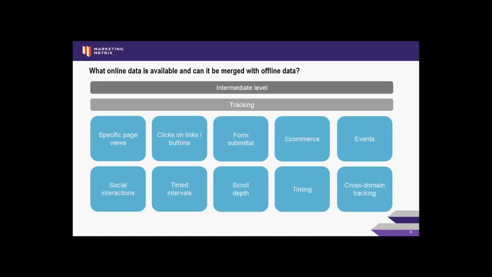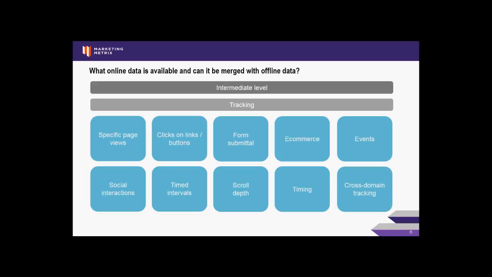You can also track timing, so the loading speeds for a page. If someone's experiencing particularly low loading speeds, that might cause frustration and they're less likely to give good feedback on your page. And finally, on the intermediate level, cross-domain tracking. So if your organisation has more than one domain, you're actually able to set up tracking so you can track the individual that goes directly between the two domains. And you can look at their activity on one of your websites and then one of your other websites.